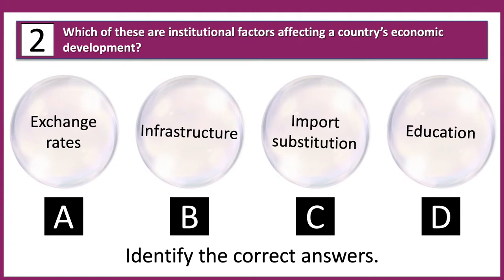Which of these are institutional factors affecting a country's economic development? So we're looking for institutional factors. We've got exchange rates, we've got infrastructure, we've got import substitution, and we've got education. What do you think here? How many of these do you reckon are true? Can you type the letters? It might be 0, it might be 4, or it might be anything in between. Which letters do you think are true?